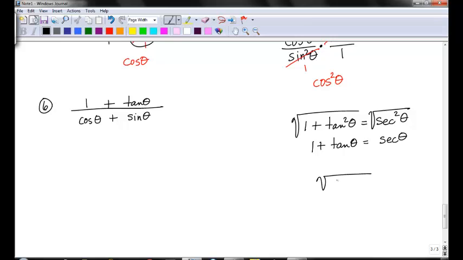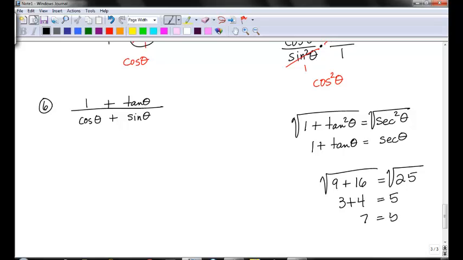So, 9 plus 16 is 25, right? Maybe I should start, let's start this way. 9 plus 16, 25? Is this legal? No. On your card, just because it has 1 plus tangent squared equals secant squared, can I take a 1 plus tangent out?